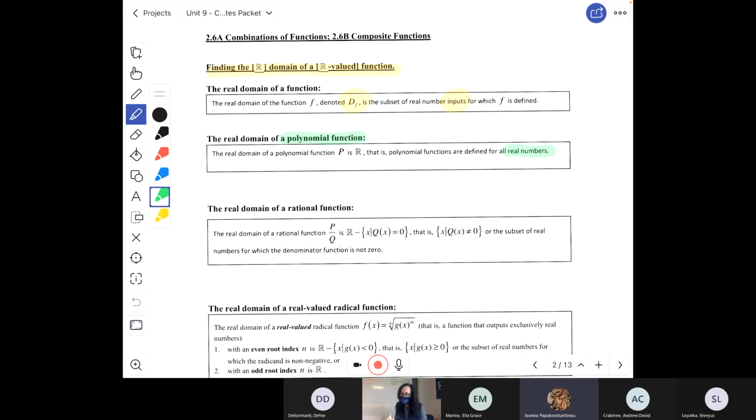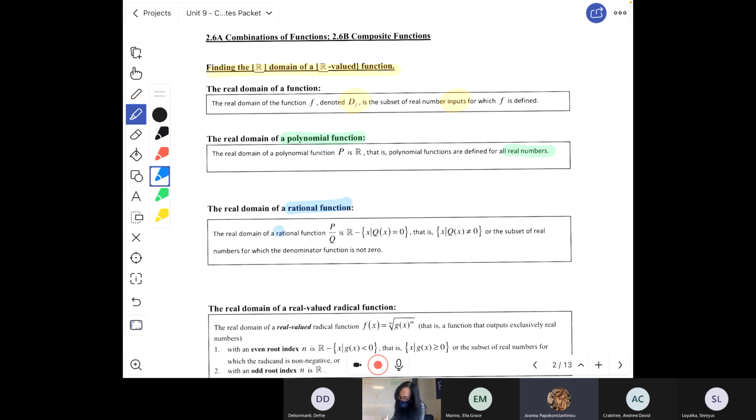Now, we've also looked at rational functions. So how do I determine the real domain of a rational function? This is where it gets a little bit more interesting. For the real domain of a rational function, we looked at the denominator and we determined what values of x in the denominator made it 0, right? That's where we were looking at domain restrictions.